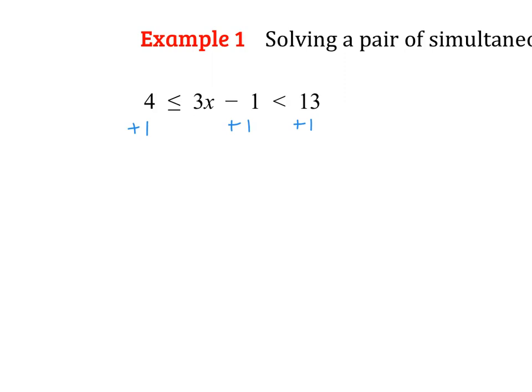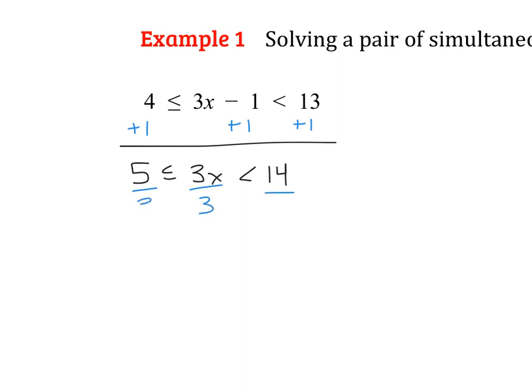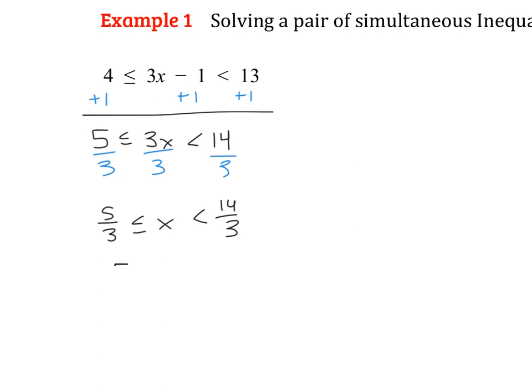This is going to give us 5 is less than or equal to 3x is less than 14. Then we're going to divide everything by 3, and we get 5/3 is less than or equal to x is less than 14/3. To write this in interval notation, we're going to do bracket 5/3, 14/3, parentheses. And there you have it.